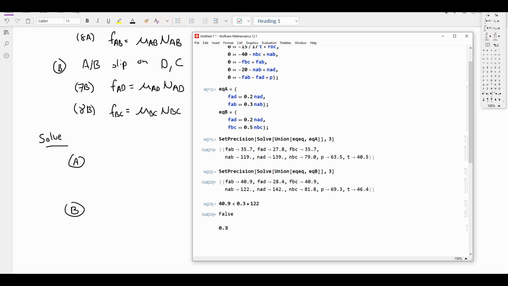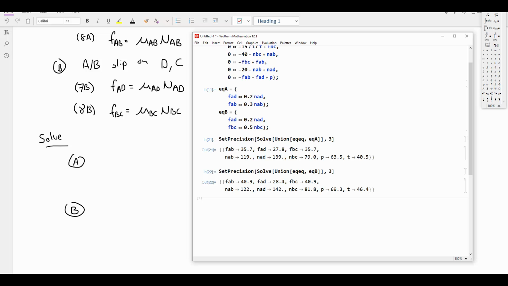Let's see what that actually is. 0.3 times 122. So in order to have equilibrium in scenario B, FAB would have to be 40.9 pounds. However, the maximum it can be is mu times the normal force, so mu AB times NAB. Testing 0.3 times 122 is only 36.6. To maintain static equilibrium requires more static friction force than is possible for FAB. So for that reason as well, we can conclude that scenario B is not the one that happens.